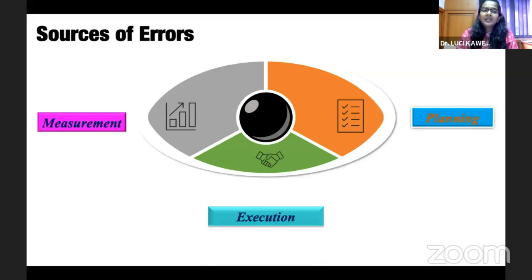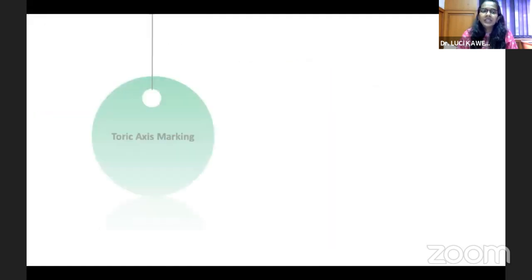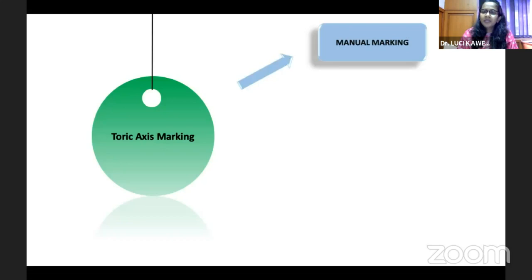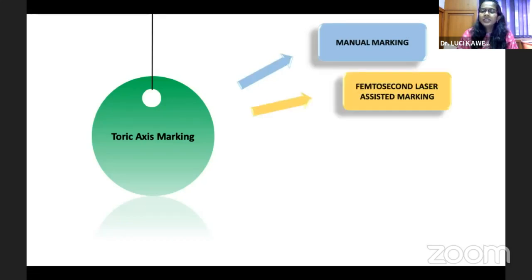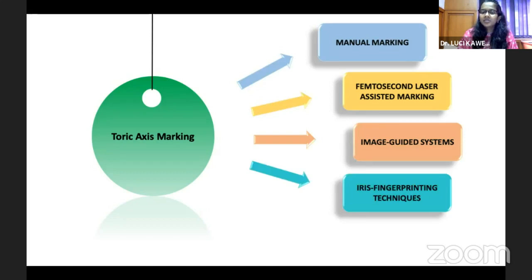In this process, the errors can occur at any step, including the errors in measurement, execution, and planning. Here, I'll be talking about mainly the execution error, which involves the axis marking. Traditionally, the toric axis marking was done manually, and with time, different techniques like femtosecond laser-assisted marking, various image-guided systems, iris fingerprinting techniques, and aberrometry-based methods have evolved.